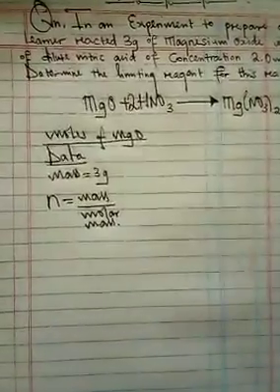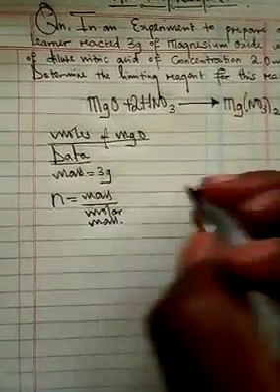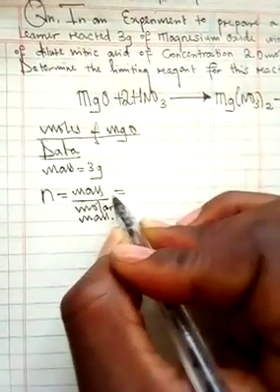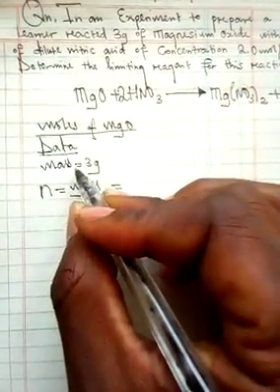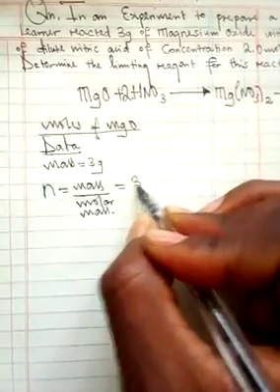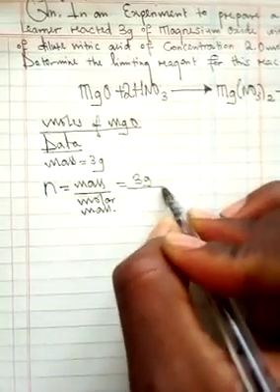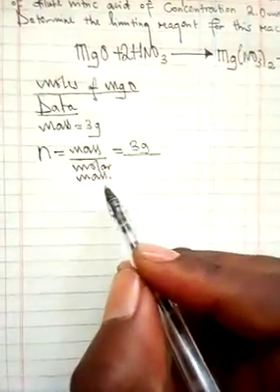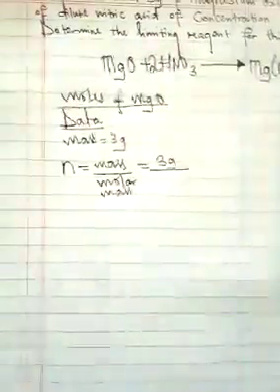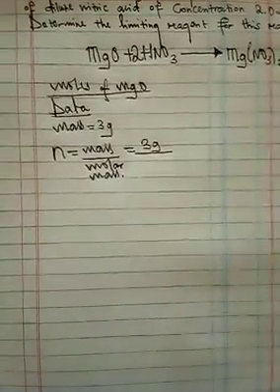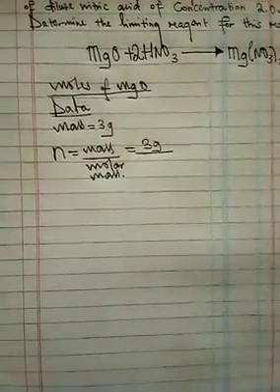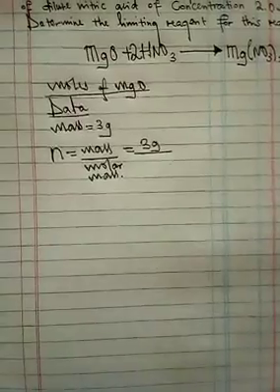Mass over molar mass. Now, the mass of the magnesium that has been given here is 3 grams. But we don't know the molar mass of magnesium oxide, so that's the first thing that we need to do. We need to determine the molar mass of magnesium oxide. So how can we do that?